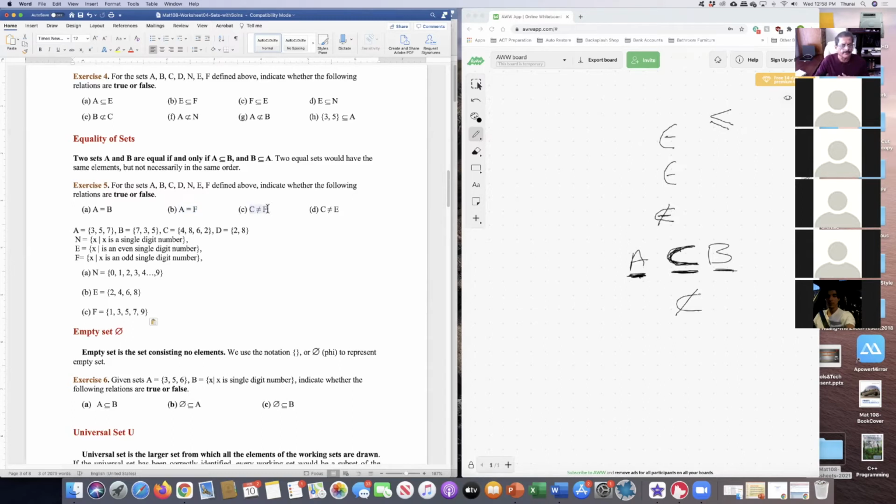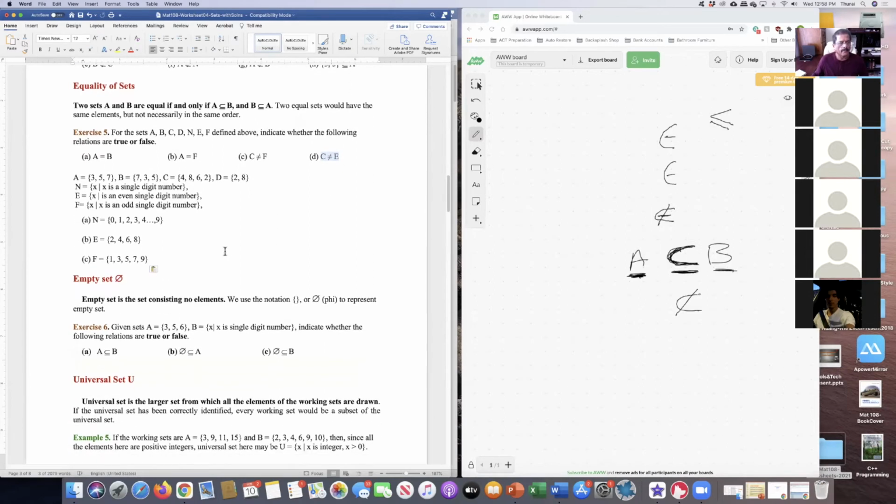C not equal to F. Is that true or false? True. C is not equal to F is true. C not equal to E. False. E has even single digit numbers, which will be 2, 4, 6, 8. And C has the same thing. So they are equal. So therefore that statement is false. If anybody is not following me, feel free to ask the question.